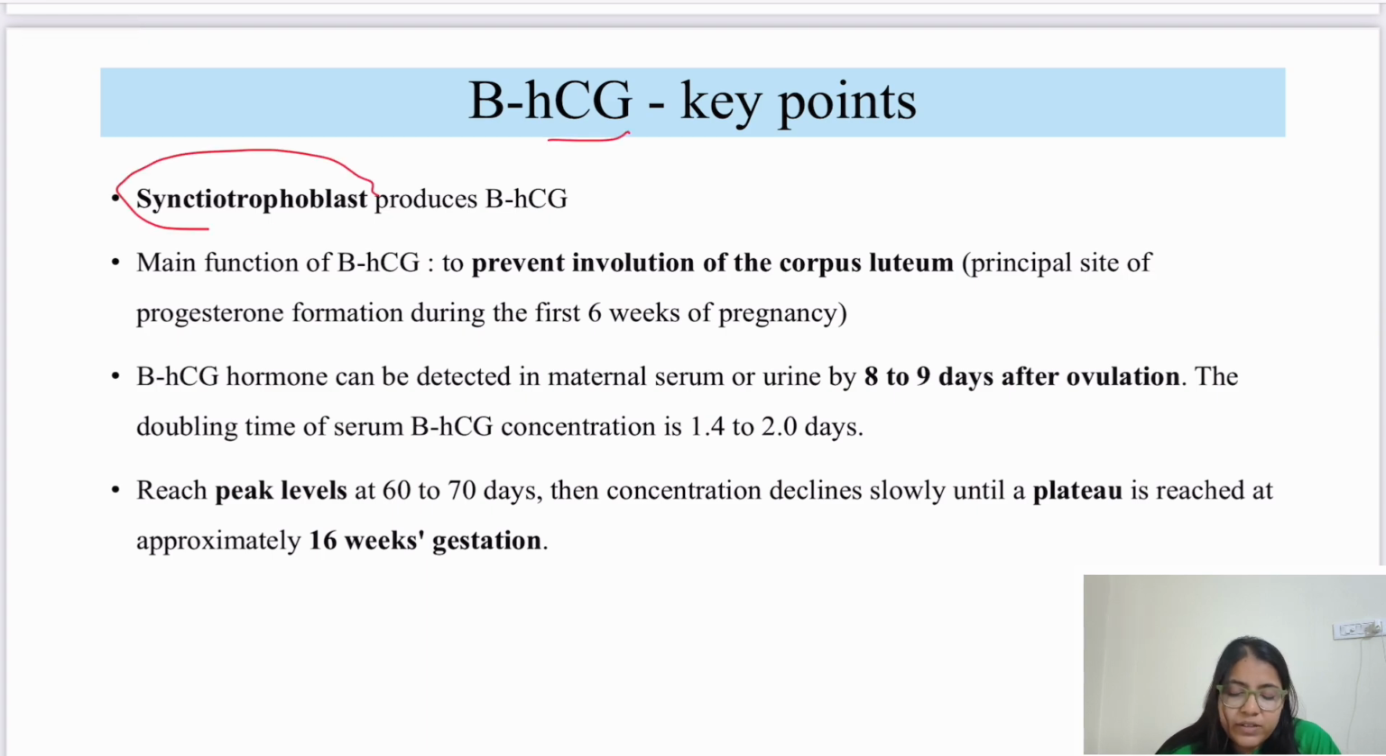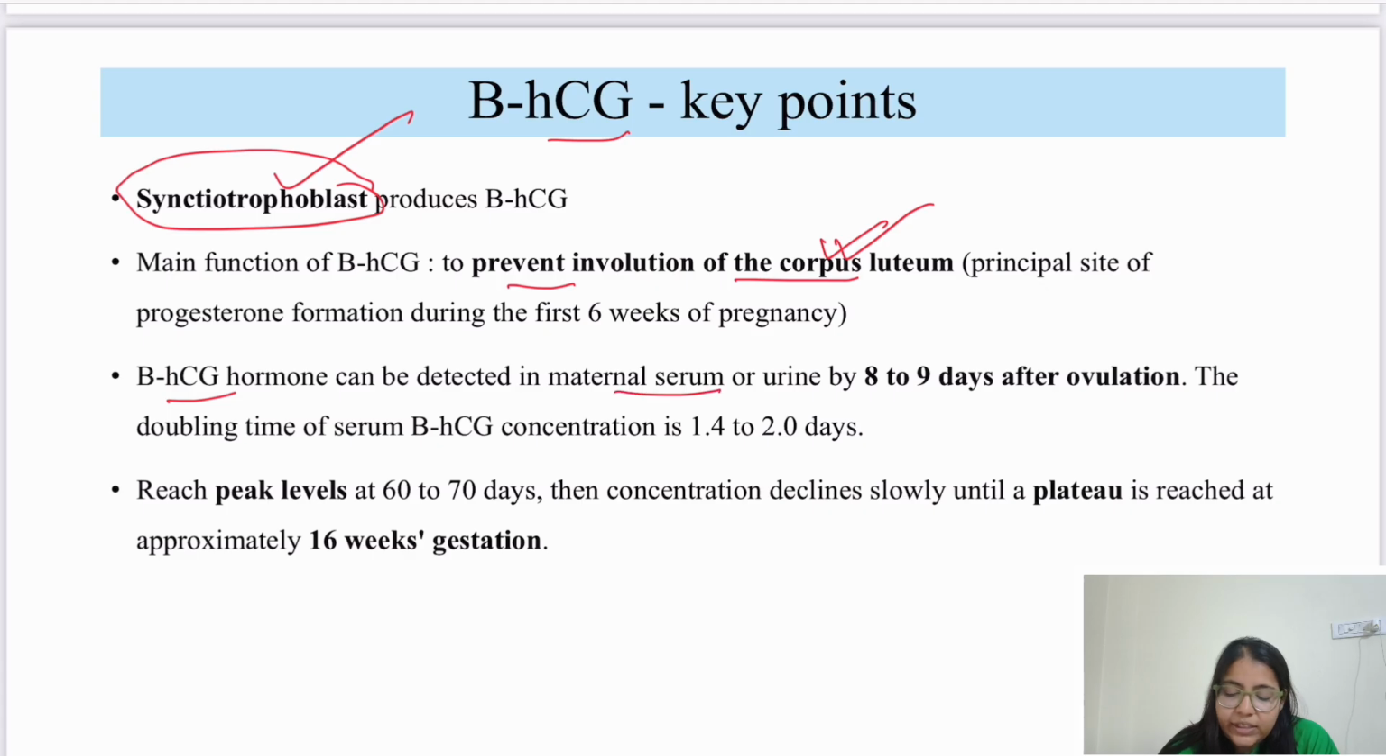Beta HCG is produced from the syncytial trophoblast. There are cytotrophoblast, syncytial trophoblast, all these structures as we had studied in embryology. So it is secreted from the syncytial trophoblast, and the main function is to maintain the corpus luteum up till 6 weeks, till the placenta develops and takes over its function. And which hormone is important here? Progesterone. So it is important to prevent involution of the corpus luteum. The corpus luteum will be producing progesterone till 6 weeks, and then the placenta will develop and start producing progesterone itself. Till then the corpus luteum should be maintained.